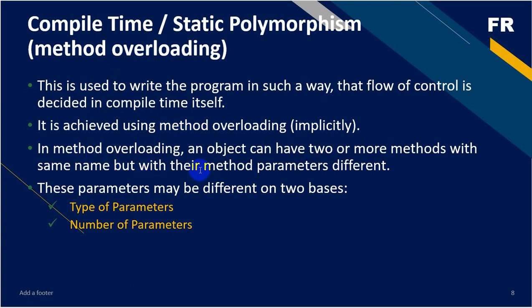In method overloading, an object can have two or more methods with the same name, but their method parameters are different. So that becomes a signature. I have already discussed this, so I'm not going into more detail. These parameters may be different on two bases: the type of the parameters and the number of the parameters. That is what makes it a different signature.